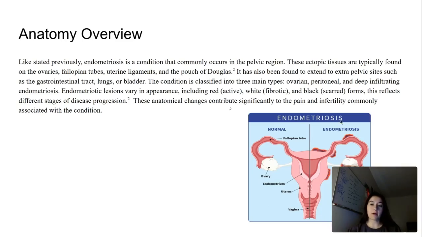So as you look down here at the bottom, you have what a normal uterus looks like. There's no sign of endometrioma attached to the fallopian tubes or the ovary, but when you come over to the endometriosis side, you can see on the outside of the fallopian tube and around the ovary, you see the endometrioma affecting that.